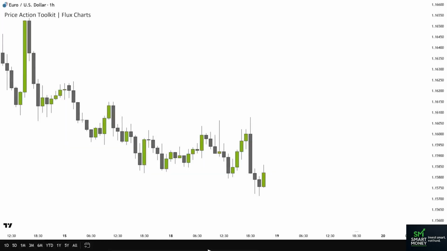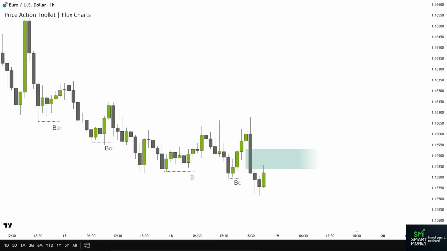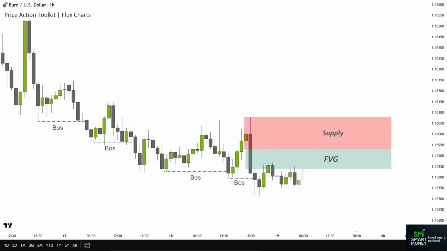Now, here we have the euro dollar on the 1-hour chart. Let's apply BOS, CHOCH, and fair value gap from the indicator settings. We can see a clear downtrend. We mark the candle that created the gap as our supply zone, and include the wick as well. Now we wait for the price to return to this area, then move to a lower time frame to find confirmation for a short trade.